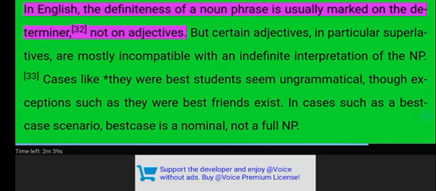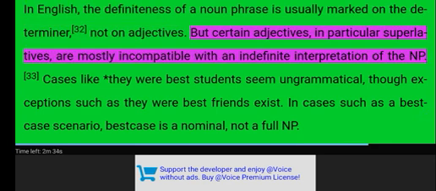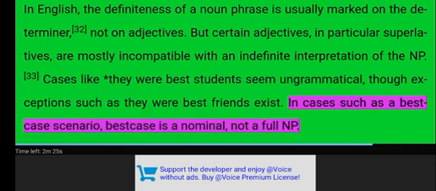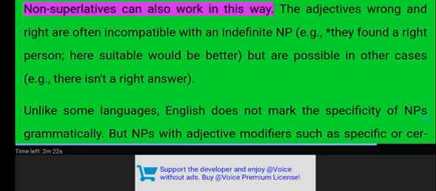In English, the definiteness of a noun phrase is usually marked on the determiner, not on adjectives. But certain adjectives, in particular superlatives, are mostly incompatible with an indefinite interpretation of the NP. Cases like *they were best students seem ungrammatical, though exceptions such as they were best friends exist. In cases such as a best case scenario, best case is a nominal, not a full NP. Non-superlatives can also work in this way.